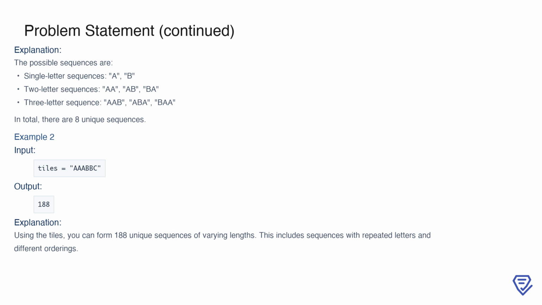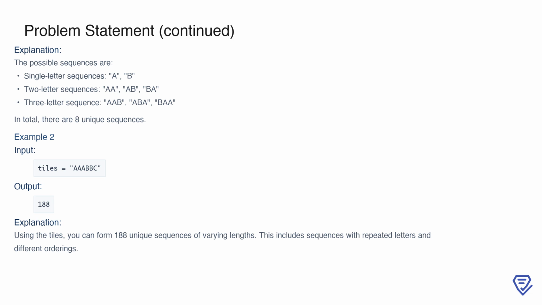Let's break this down with an example. Suppose the input string of tiles is AAB. From these tiles, you can form several unique sequences. For single-letter sequences, you have A and B. For two-letter sequences, you can form AA, AB, and BA. And for three-letter sequences, you can create AAB, ABA, and BAA. Altogether, there are 8 unique sequences you can generate from the tiles AAB.